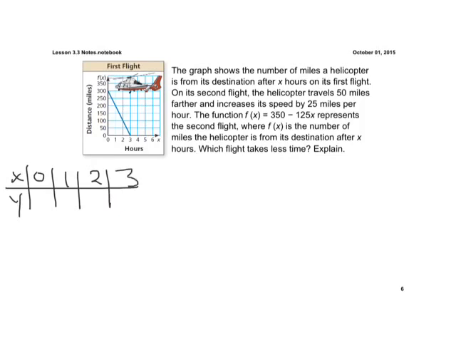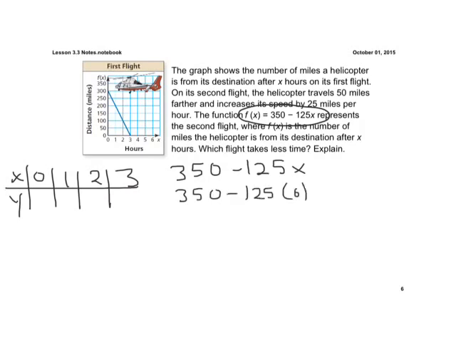On our table, we're going to plug in 0 to our function. Our function's right here: 350 minus 125x. We're going to take turns plugging each x in and substituting it. So the first one, 350 minus 125 times 0. Anything times 0 is 0, so we're left with 350.